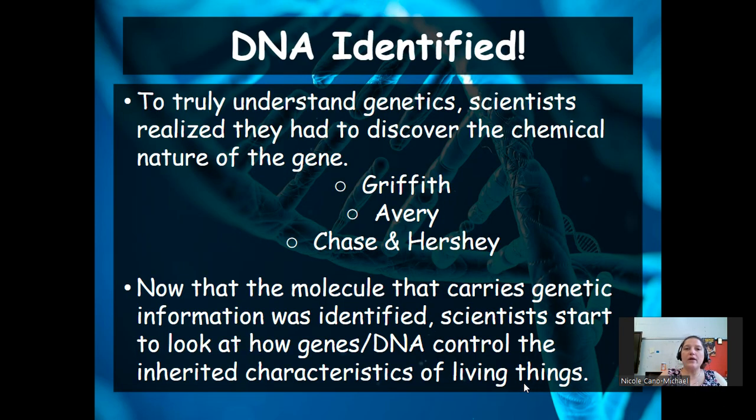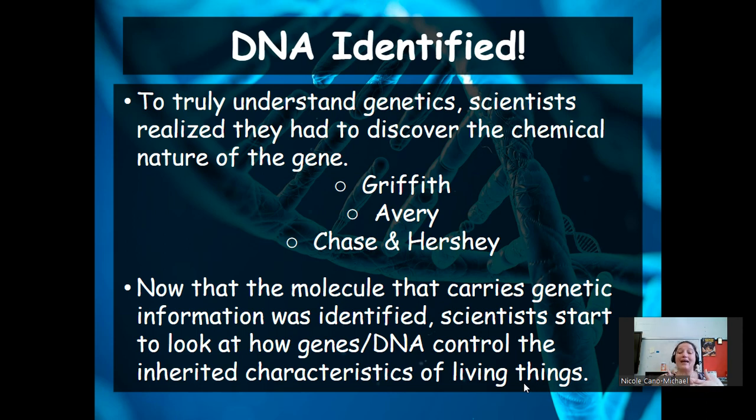This last week, we have looked at the 3 classic experiments that led to the discovery that DNA was indeed the source of genetic information. Going back to before Griffith, to understand genetics, we understood that there was inheritance. We understood that there were these things called traits that were inherited from one generation to the next, but we didn't know how it was happening. So, to truly understand genetics, scientists had to understand the chemical nature of these genes.